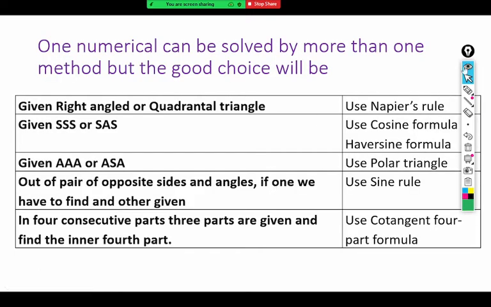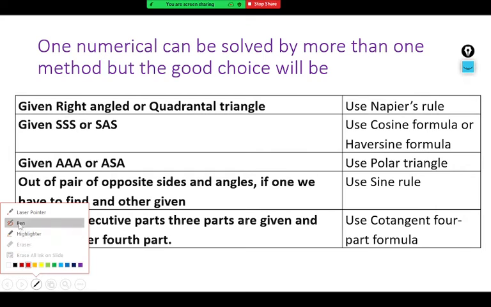This is one of the most important slides for you. Remember, I already gave one example that you have to come from Mumbai to Pune, and you will select the shortest path. In the same way, to solve one numerical there is more than one method. You have to select the best or shortest method, the method which gives you the answer quicker. So I will tell you which are the important ones out of this.